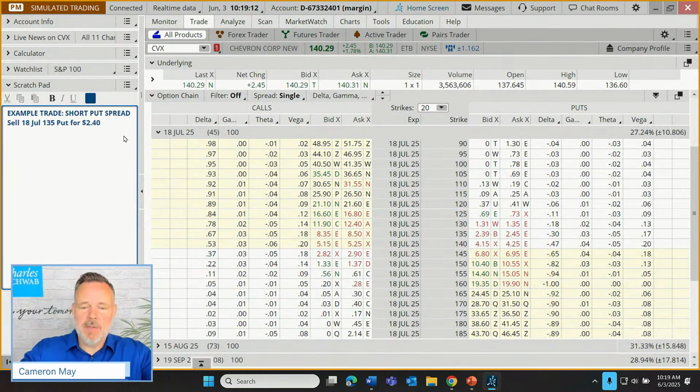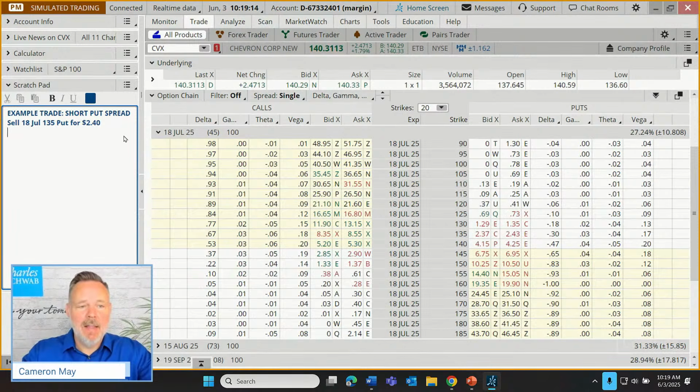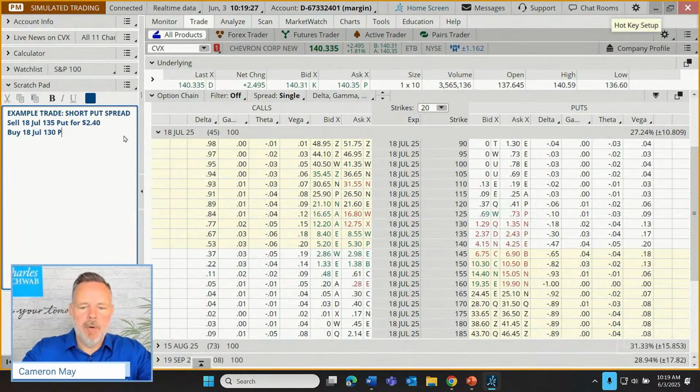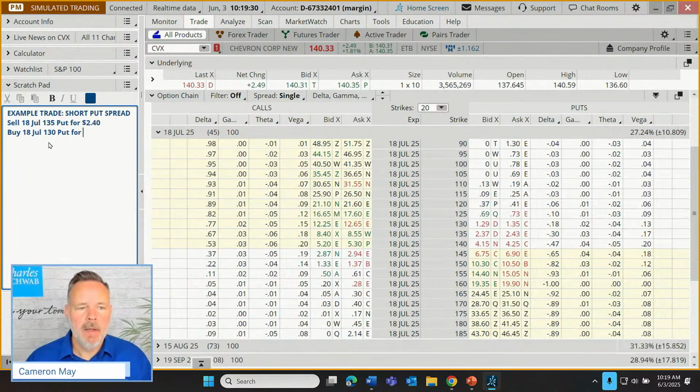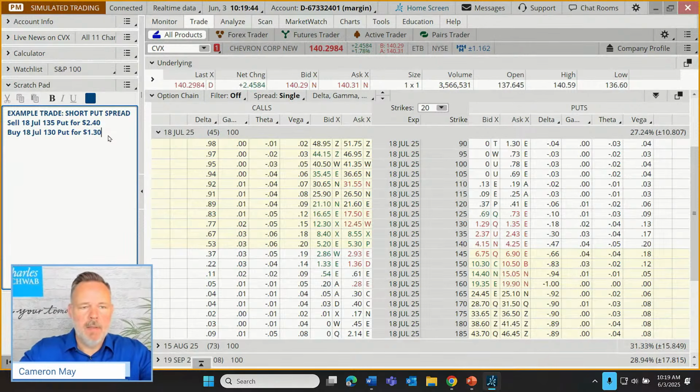So what they might do is, at the same time they sell that 135 put, they buy a less expensive put to try to mitigate that risk. And in this case, we're going to buy the 18th of July. Let's maybe look at doing the 130 put. If we buy that 18th of July 130 put, that looks like that's trading between 129 and 135. Let's call it 130. So now we're spending $1.30, not £1.30. $1.30. There we go.